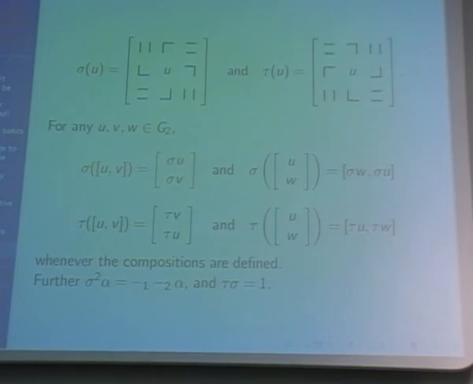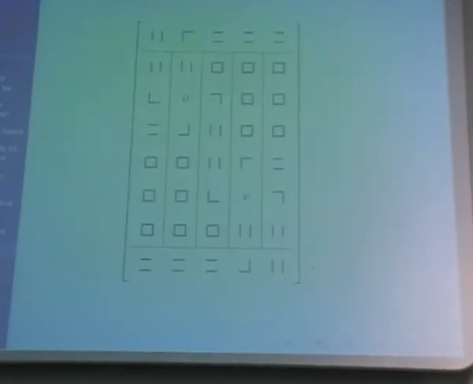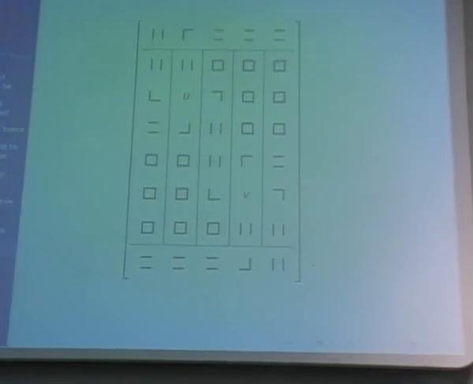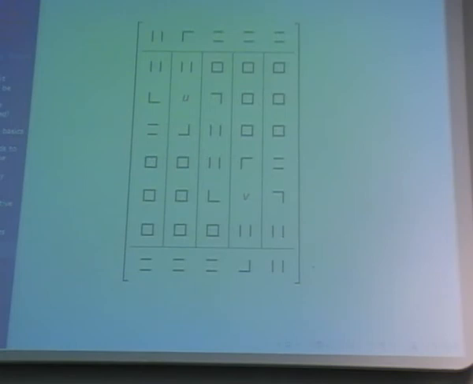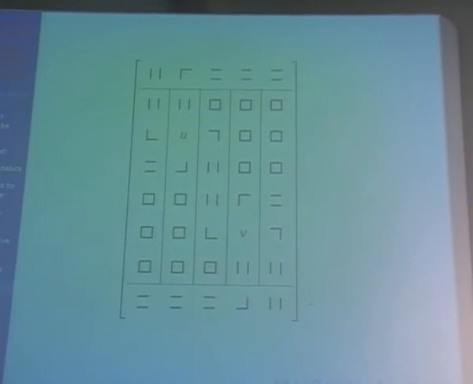And you can then prove that sigma uv is equal to sigma 1 over interchange rotation, and similarly the other one. But you have to rewrite these, and you get a big picture like that which you have to rewrite. So there is one rotation up to there. You have to rewrite that.